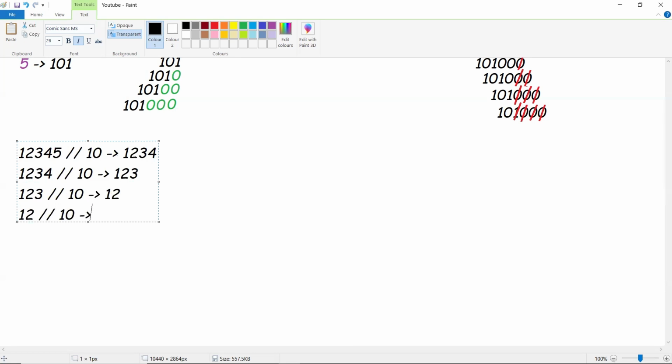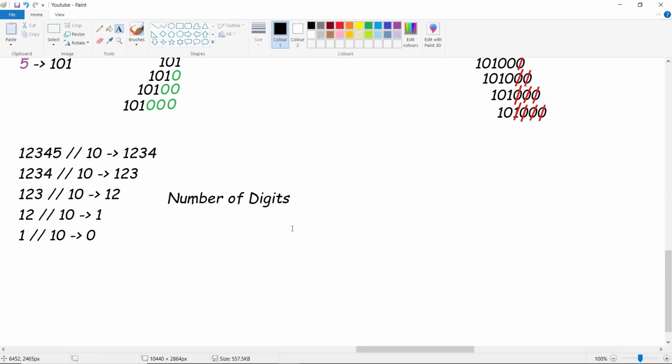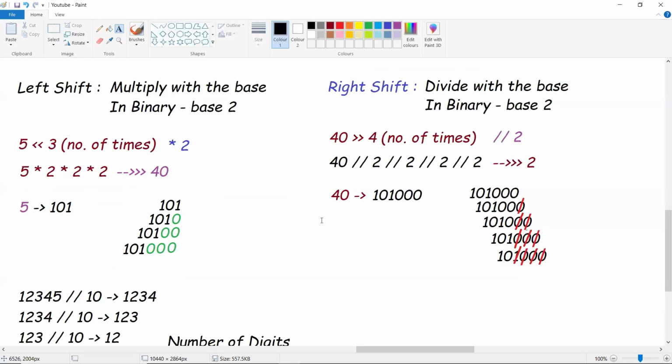Similarly, 1, 2 divided by 10, you get the value 1. Next, 1 divided by 10, you get the value 0. So this is how the operation works. The same logic we might be using to find the number of digits in our upcoming video series. So these are something about left shift as well as right shift.